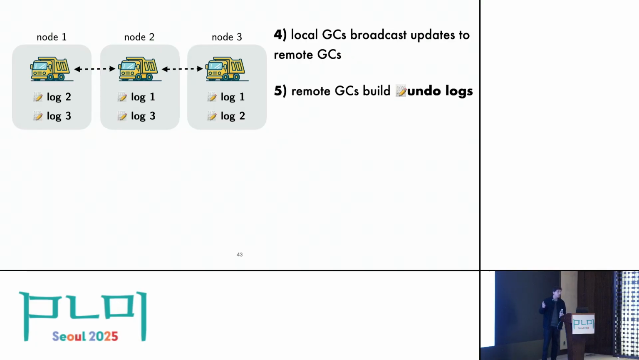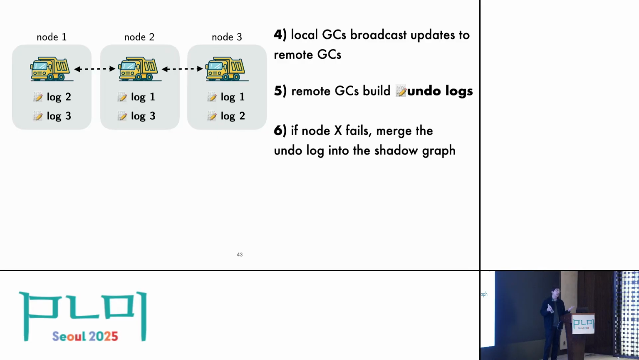And the remote garbage collectors, in addition to merging everything into their shadow graph, also build these things called undo logs. And the undo log is basically like an "in case of emergency break glass." This is what you do when node X fails. So if node X gets kicked out of the cluster, I'm going to take the undo log for node X, and I'm going to merge it into the shadow graph, and that repairs the shadow graph.